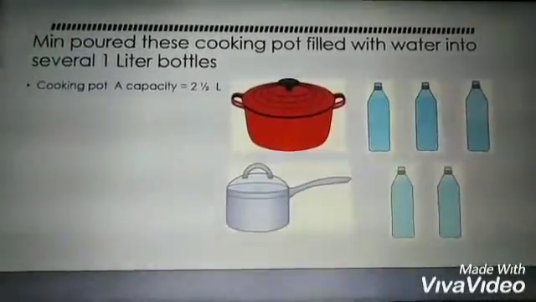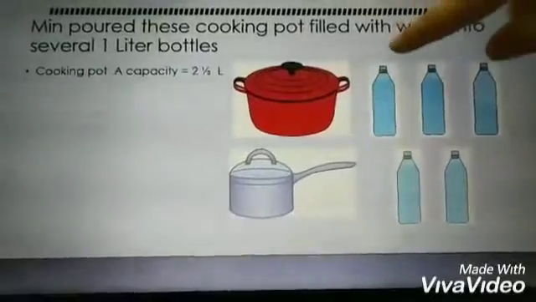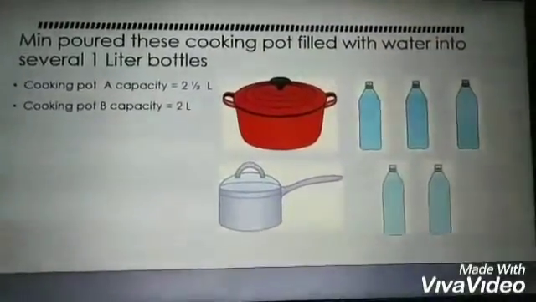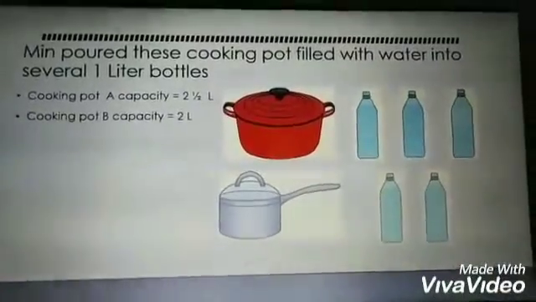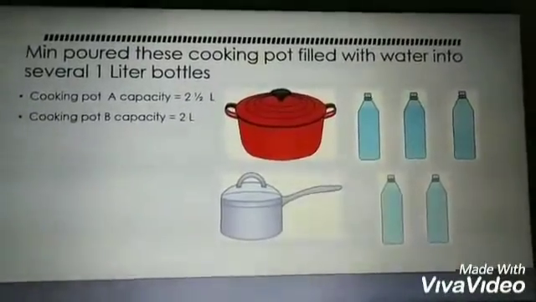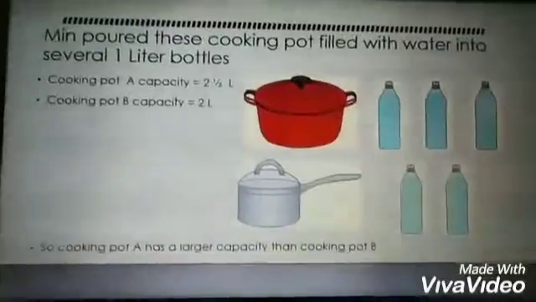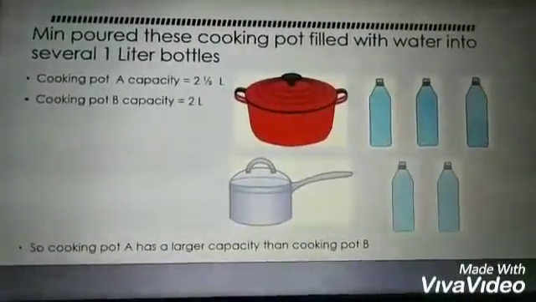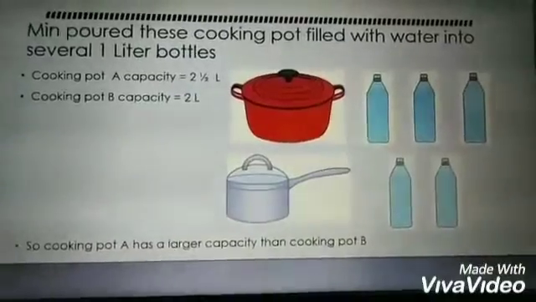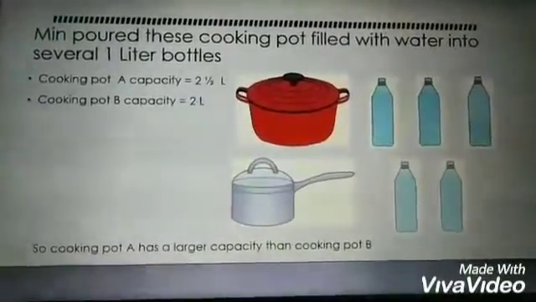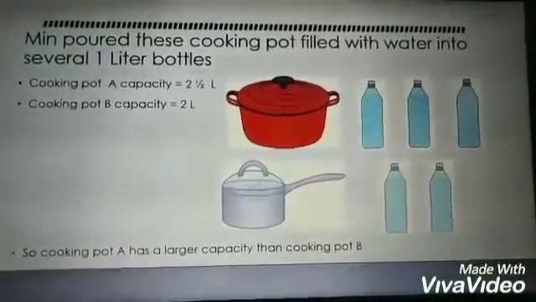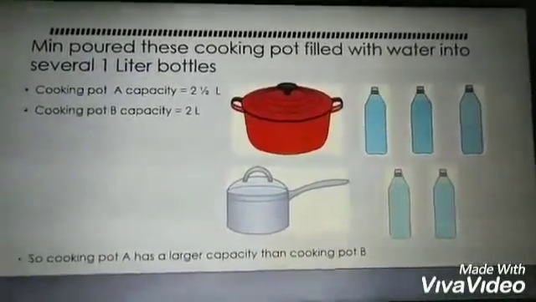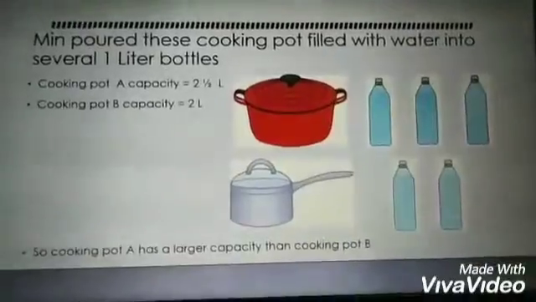So the capacity of the first cooking pot is 2.5 liters. The capacity of the second cooking pot is only 2 liters. So we say that cooking pot A has a larger capacity than cooking pot B. Or we say that cooking pot A has a capacity more than cooking pot B.